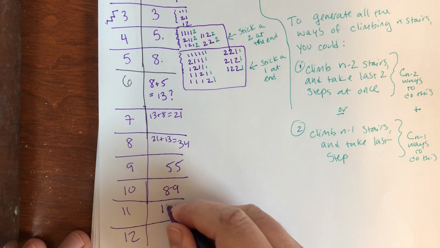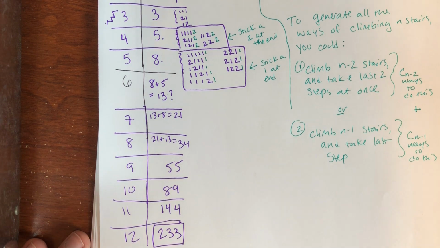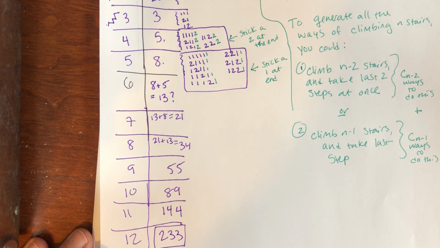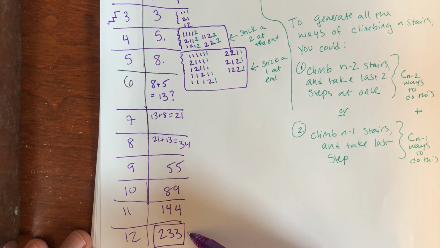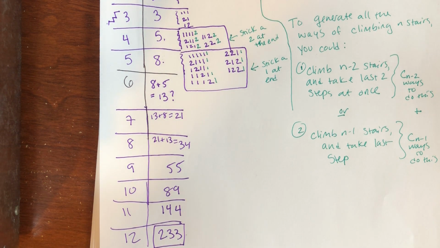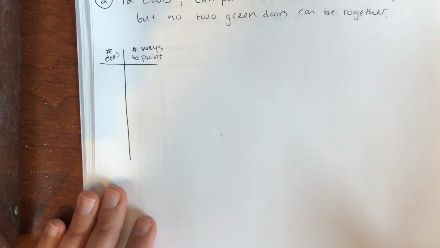144. And finally, for the 12 staircase, there's going to be 233 ways. Now, notice we had to build up the whole table all the way up to here in order to get to that 233. We didn't actually come up with a nice closed formula where we plugged in the number of stairs and it spit out the number of ways to climb it, but we'll come back to closed formulas in a little bit. Now number 2, once we've tried this, hopefully is a little bit easier now.